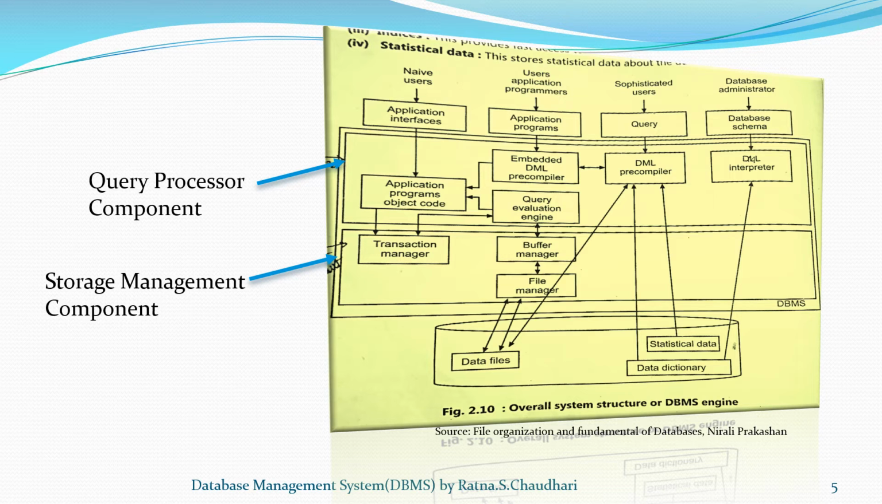Next is indices. These different indices are used to provide fast access to the data items that hold particular values. And next is statistical data. This stores data about data. All the statistical information related to data is stored in this statistical data. So this is about the overall structure of the database management system engine.